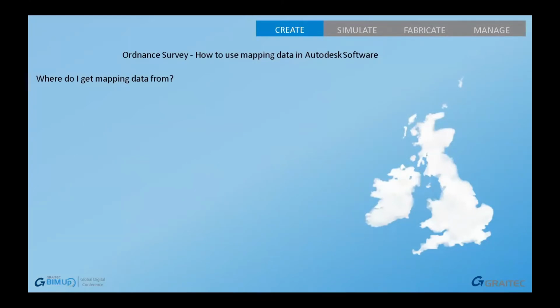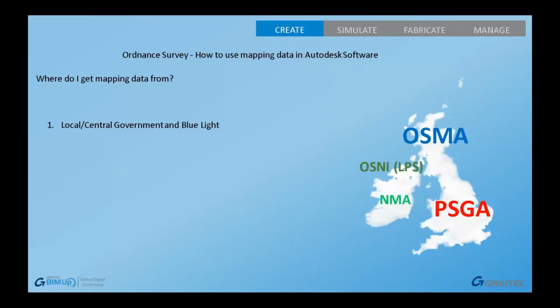Let's start with the first one. Where do you get your mapping data from? Well, it all depends on who you are. If you're a local government or central government department or police, fire, ambulance, etc., then you get yours through the PSGA, the Public Sector Geospatial Agreement. This replaces the PSMA, which was the Public Sector Mapping Agreement. It replaced it on the 1st of April 2020 in England and Wales only.